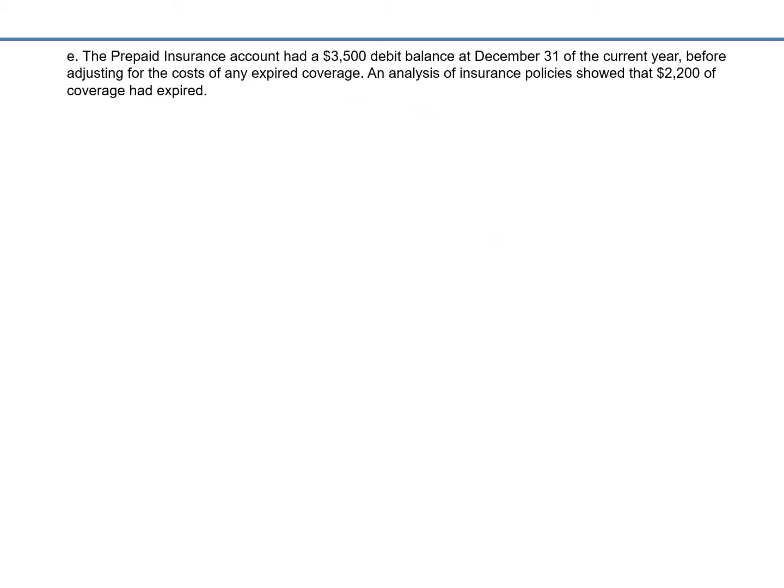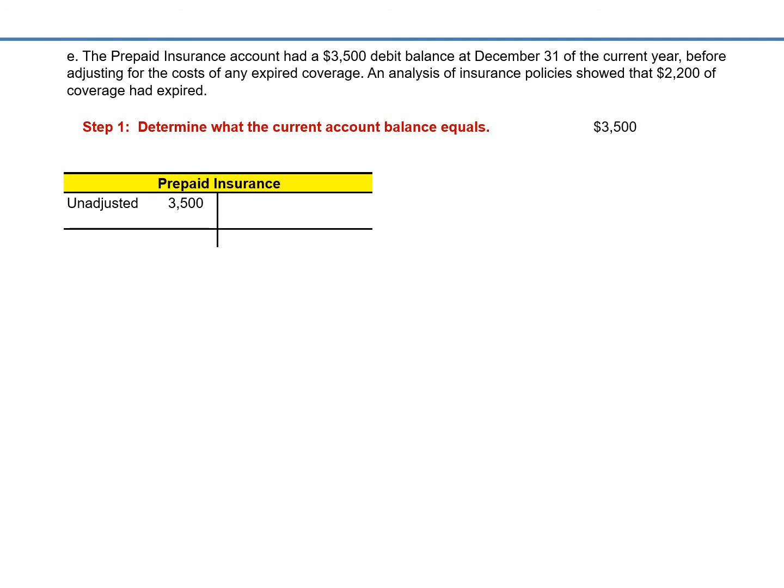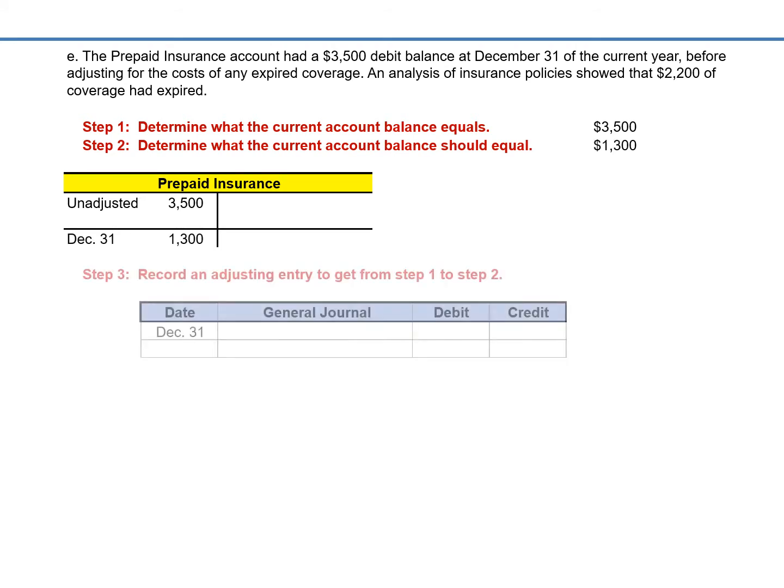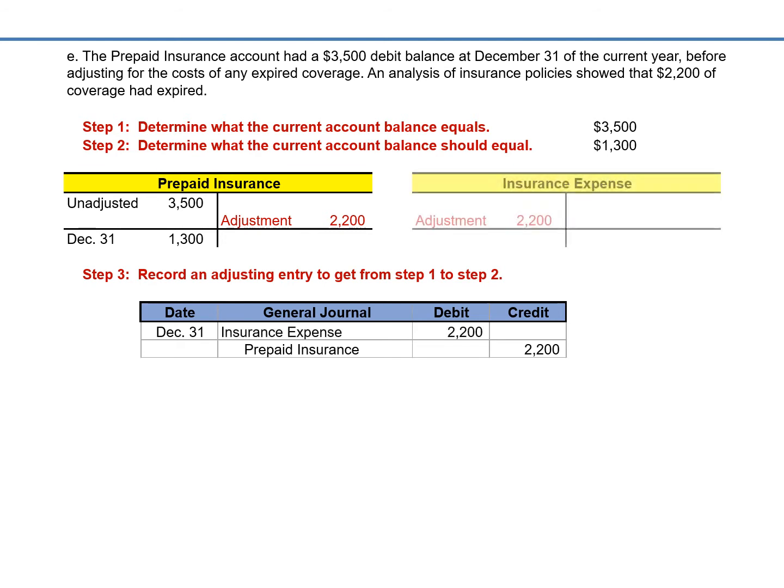In E, the prepaid insurance account had $3,500 debit balance at December 31st before adjusting for any cost of expired insurance coverage. And then the analysis of the insurance policy showed that $2,200 of coverage had expired. So our balance currently equals $3,500. Our balance needs to equal 35 minus 22, but $1,300, is that right? And so to reduce an asset account, we credit, and we need a credit equal to that $2,200, right? So we credit prepaid insurance $2,200, and we debit insurance expense for $2,200.